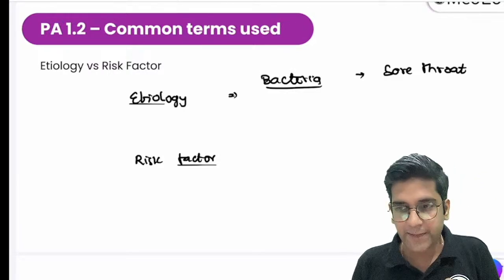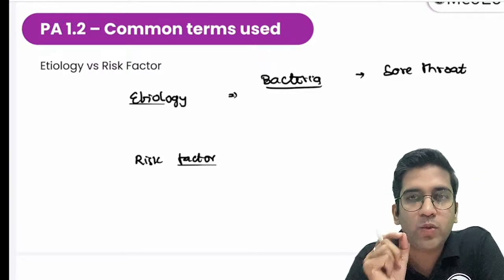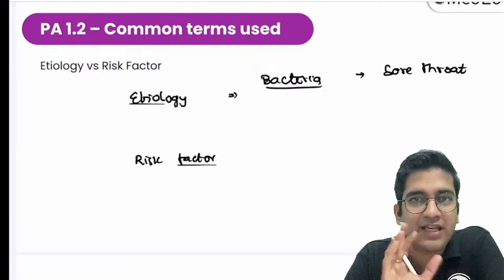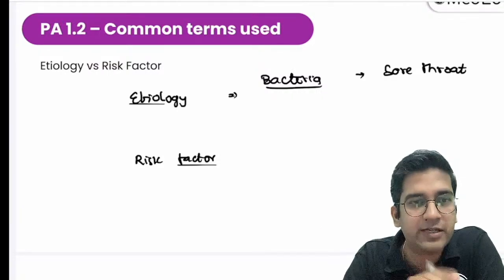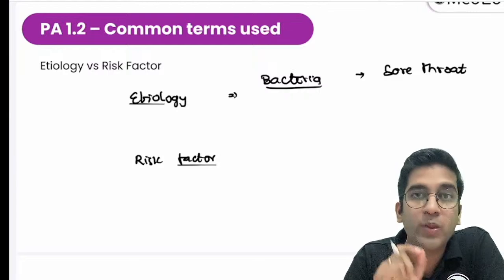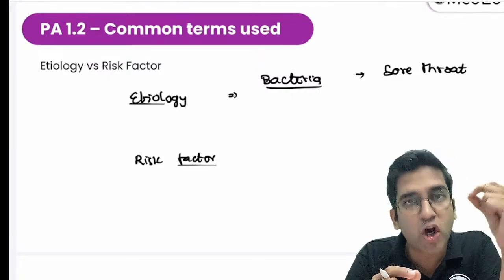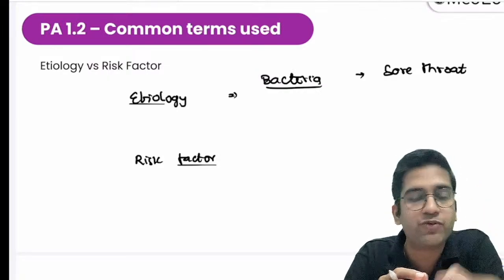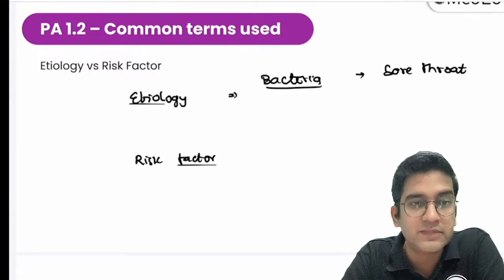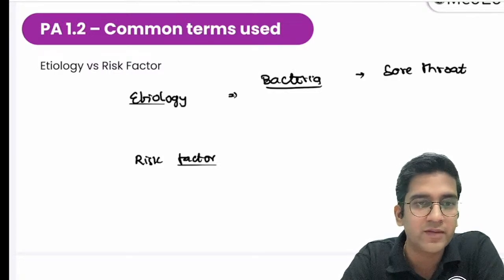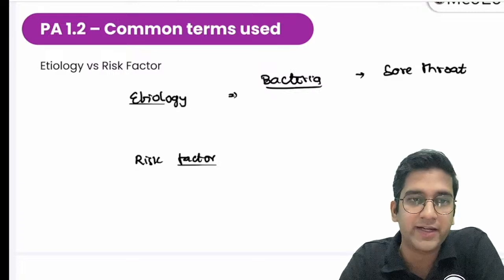Now, can I say obesity will cause heart attack? Is this statement right? Or obesity is a risk factor for heart attack? Is this statement right? Which statement is right? With regards to obesity, will it cause heart attack or is it a risk factor for heart attack? Perfect, RKL. It's a risk factor, right?